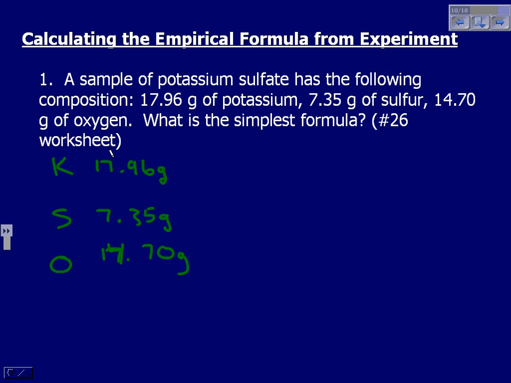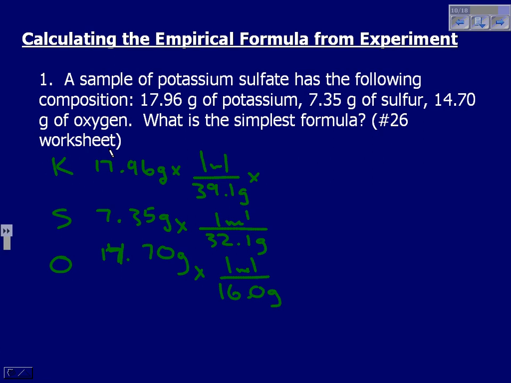And all we have to do now is continue with the same logic. Let's convert these into moles. Potassium, I've got to look at my sheet. 39.1. 1 mole over 39.1 grams. Sulfur, better look at that one too. 32.1 grams, 1 mole. Oxygen, I hope we're not going to the sheet for that. 16.0 grams.